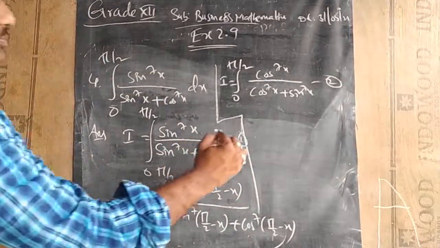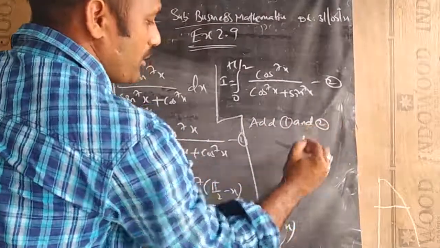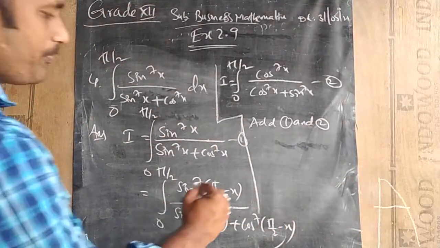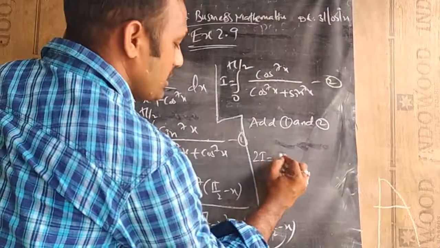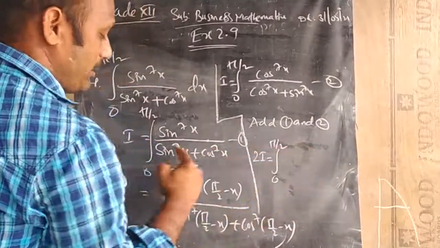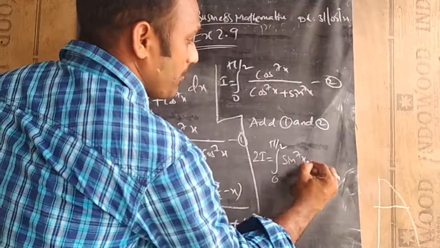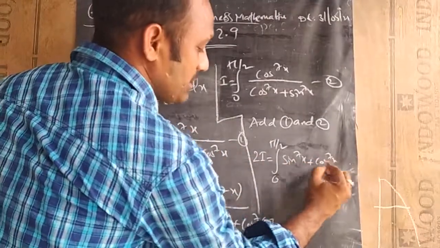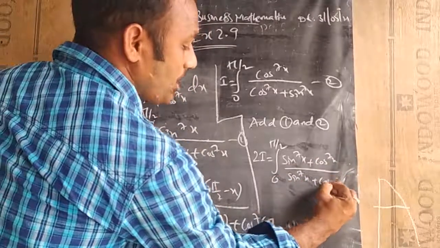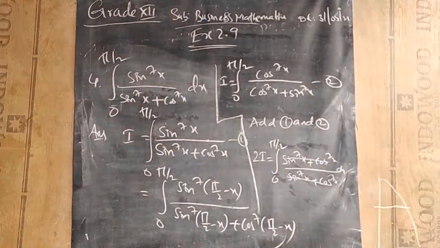Now add 1 and 2. What are we going to get here? I plus I, which is 2I, is equal to integral 0 to pi by 2 for both. Here sin power 7x plus cos power 7x divided by sin power 7x plus cos power 7x dx. These two get cancelled, so the answer will be 1.